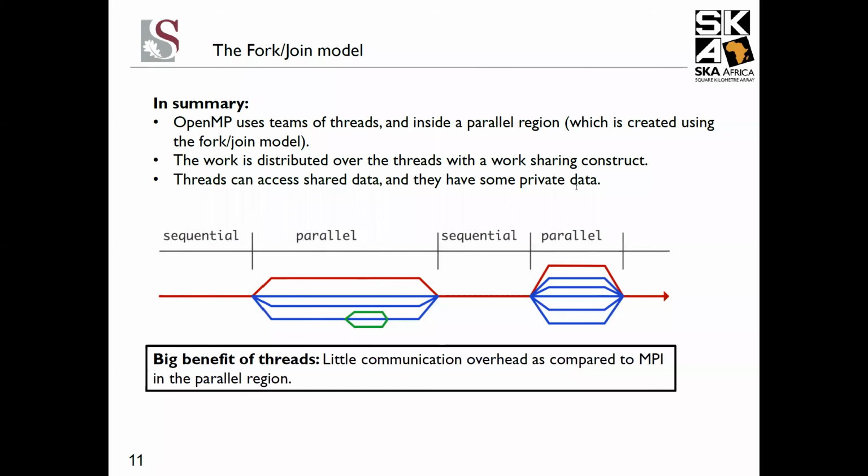Just to summarize this bit, OpenMP uses teams of threads inside a parallel region. This is done using this fork join model. Inside of this parallel region, the threads distribute the work amongst themselves, and they can also have access to shared data. However, some things are better suited to be unique to each of the threads, and that's where private data comes in, and we're going to see how that works a bit later. One of the big benefits of using this threaded OpenMP approach is that there's little communication overhead as compared to MPI in the parallel region.